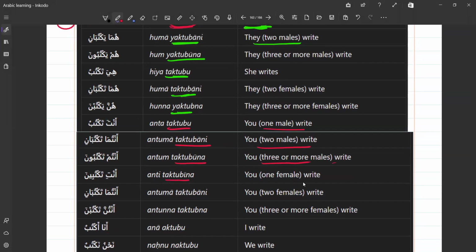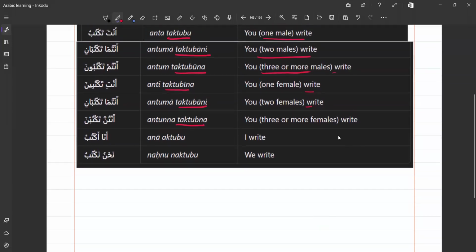Taktubina meaning you, one female, write. Taktubani, you write, but for two females. Taktubna meaning more than two females write. And then the last two are of the first person. So aktubu meaning I write, and naktubu meaning we write.